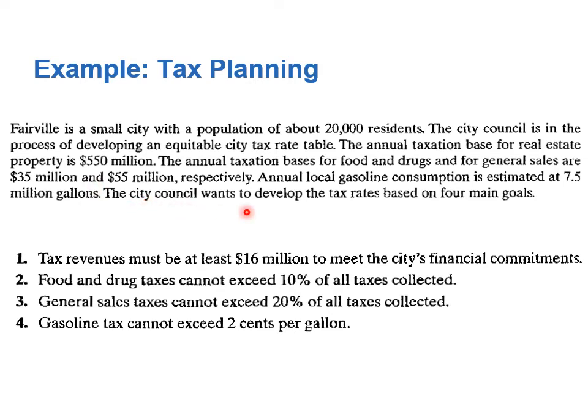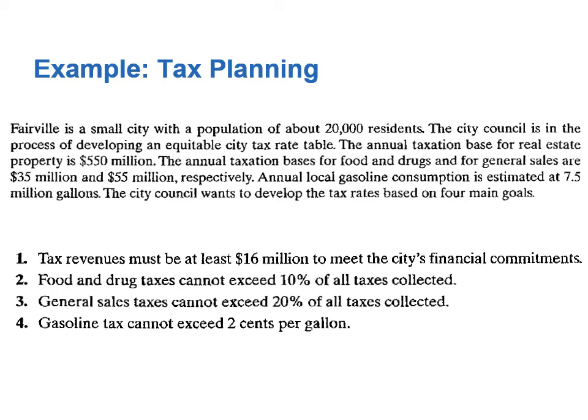So the city council wants to develop the tax rates based on 4 main goals. This is the statement of the problem, but we have the following statements. It says that tax revenues must be at least $16 million to meet the city's financial commitments. So we are going to collect tax from real estate property, some percentage of it. We will collect from food and drugs and general sales, and also from gasoline usage. And then the total amount should be at least $16 million.